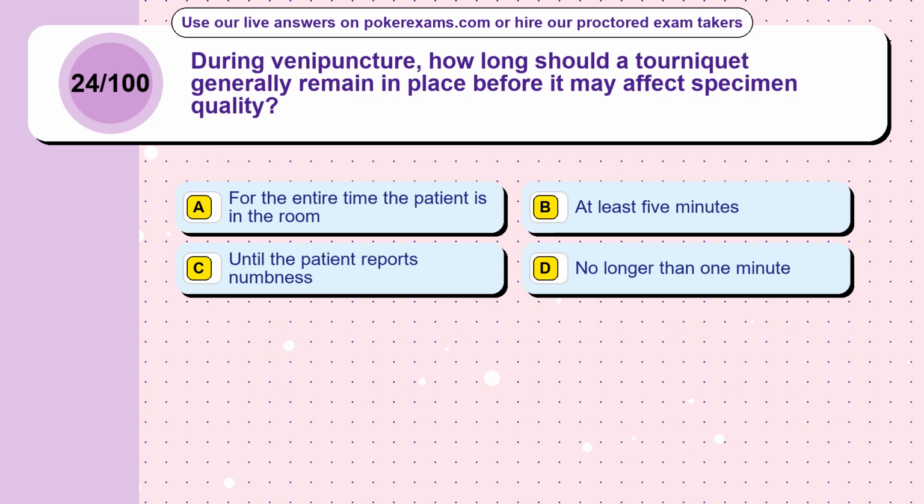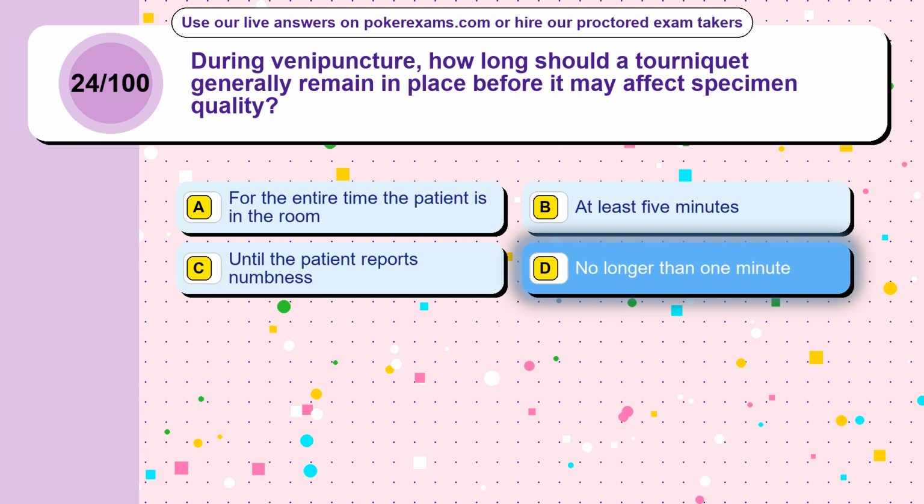Question 24. During venipuncture, how long should a tourniquet generally remain in place before it may affect specimen quality? Option A. For the entire time the patient is in the room. Option B. At least 5 minutes. Option C. Until the patient reports numbness. Option D. No longer than 1 minute. The correct answer is option D.